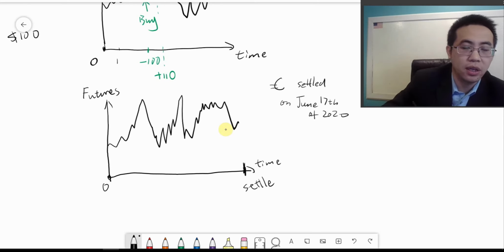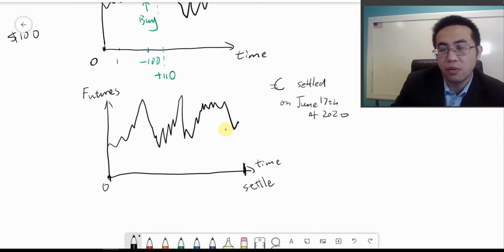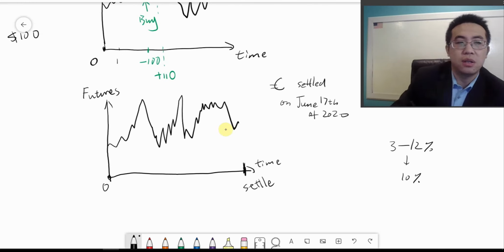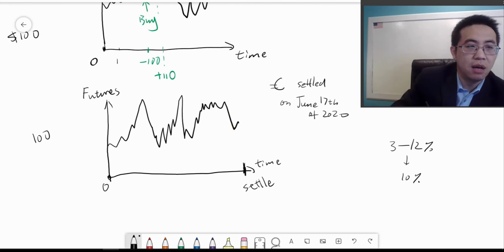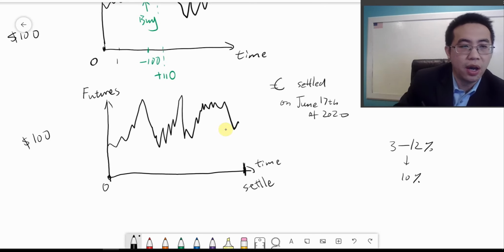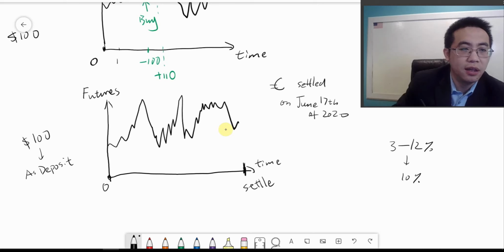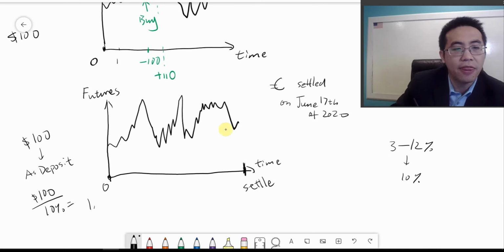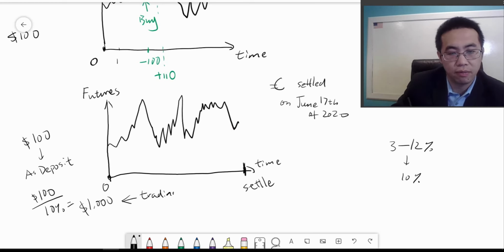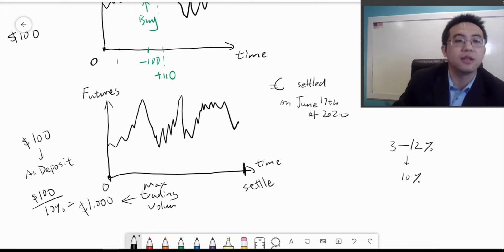So how much euro can you trade? At the CME, when you trade the futures on their floor, the deposit is 3 to 12%. So let's just make it 10%. Based on your endowment of $100, you can just put $100 as deposit of the 10% of your trading volume, and then $100 divided by 10% would give you $1,000. So that's how much you can trade. This is your trading volume, maximum trading volume, I should say.